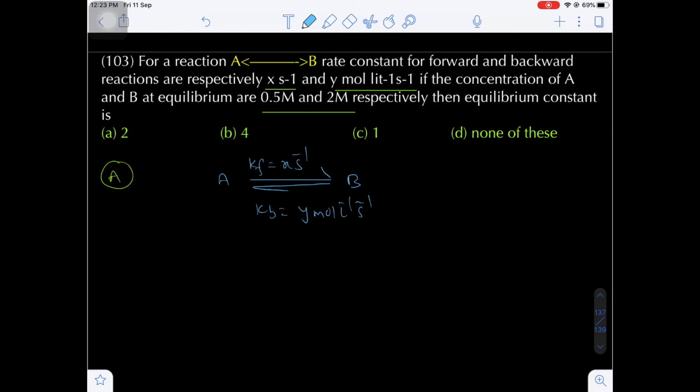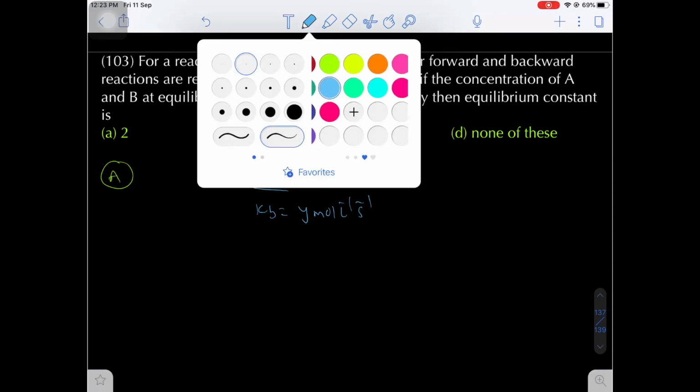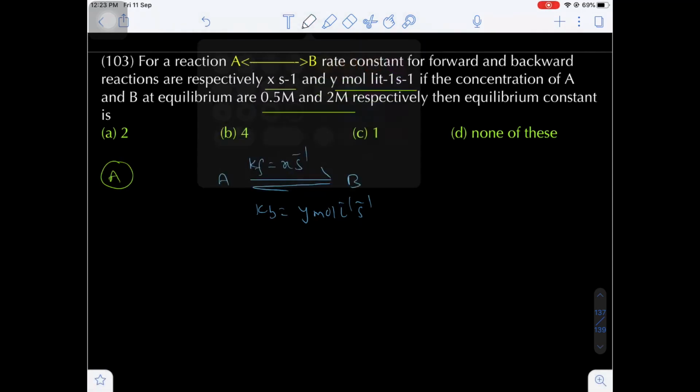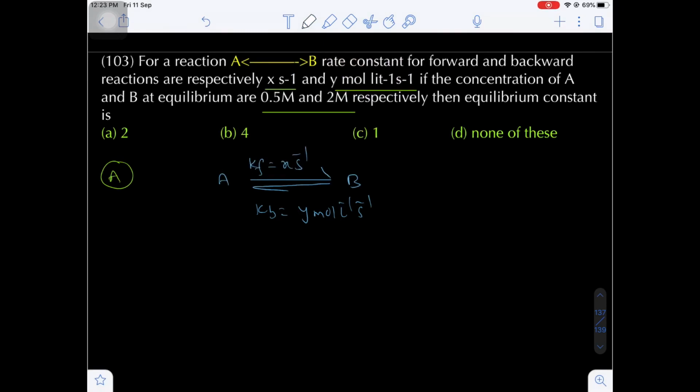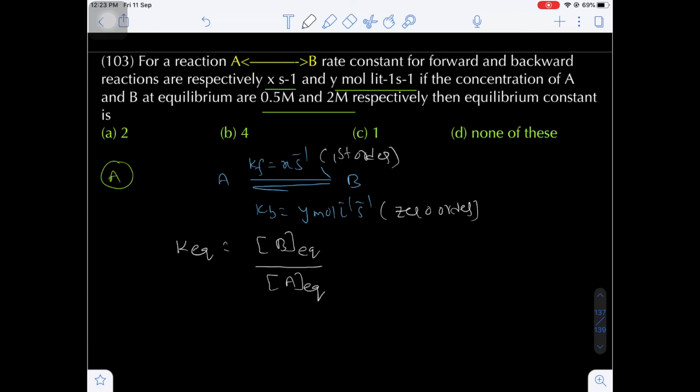Do you know with the help of rate constant units we can find the order of a reaction? Yes. Now tell me what is the order of the forward reaction? That will be the first order because of the units of rate constant, and backward reaction zero order. Are you getting my point? Now actually what will be the equilibrium constant value? That will be the concentration of the products divided by the concentration of the reactants at equilibrium. Are you getting my point?